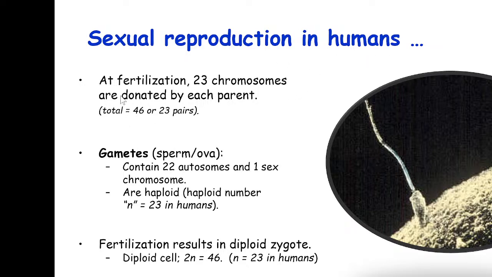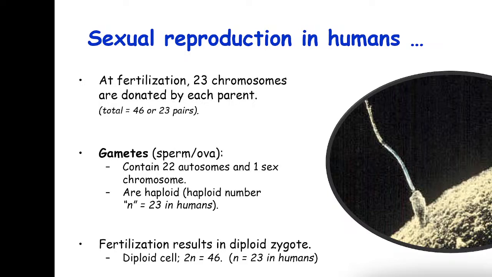Sexual reproduction in humans: at fertilization, 23 chromosomes are donated by each parent. During fertilization, the egg contains 23 chromosomes from the mother, and the sperm contains 23 chromosomes from the father. This is the egg, the large one, and this is the sperm. These two fuse, called fertilization. In fertilization, 23 plus 23, a 46-chromosome zygote is formed. Gametes contain 22 autosomes and one sex chromosome. These are haploid. The 23-chromosome egg and 23-chromosome sperm combine to form a 46-chromosome zygote.